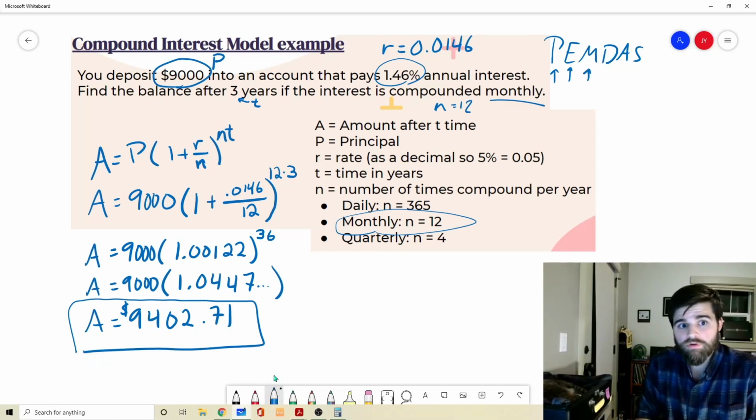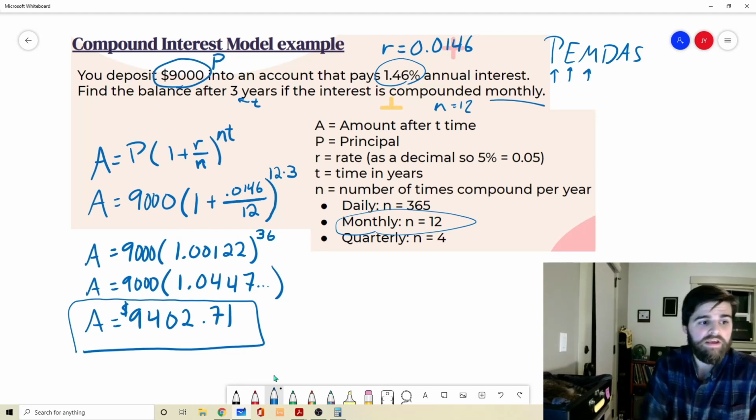So I hope this helps you work through these problems on your own. These can be a little intimidating, but it's just about carefully placing things into your equation, right? Your basic equation, and then making sure you're careful following order of operations in your calculator.